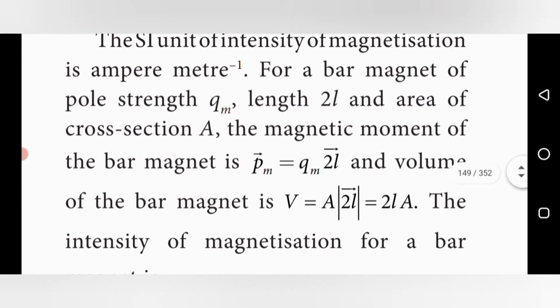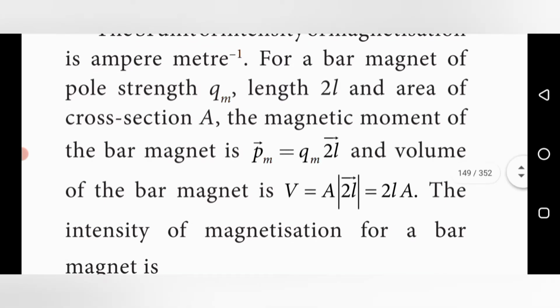Here we have to find out the volume. How can we find out volume? For a bar magnet we take the pole strength Q_m and length 2L. The area of cross section of the magnet is A. The magnetic moment of the bar magnet, you know very well, is P is equal to Q 2L. And the volume of the bar magnet, what is the general formula for volume? Volume V is equal to area into length. Area A, length 2L, the total length of the bar magnet. So 2LA is the volume of the bar magnet.